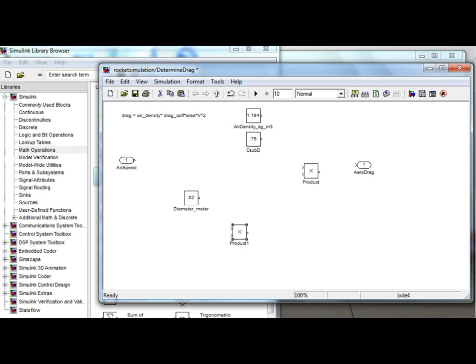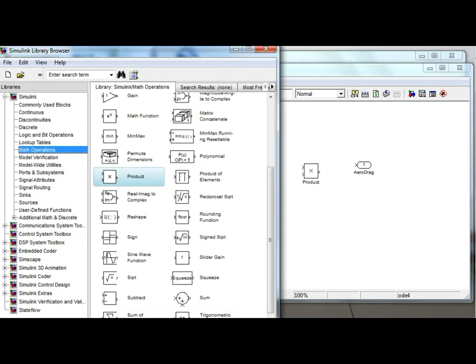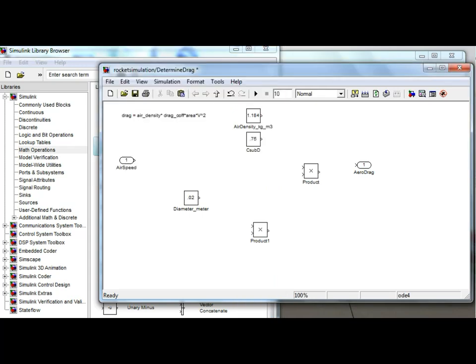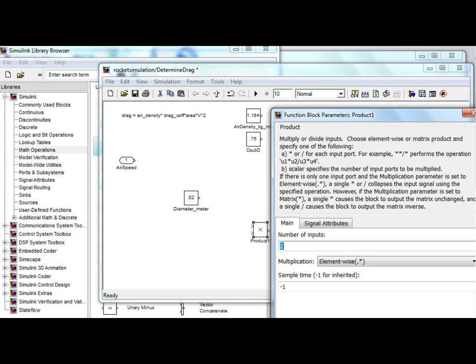I'm going to need to get to area. I've got diameter. Area is pi r squared, or pi d squared over 4. So I need to square that, and I need to get a pi over 4 term. In Math Operations there are a couple of ways to do it. Let's do this two different ways. Let me make this 3 inputs.